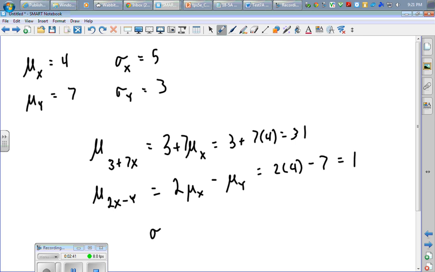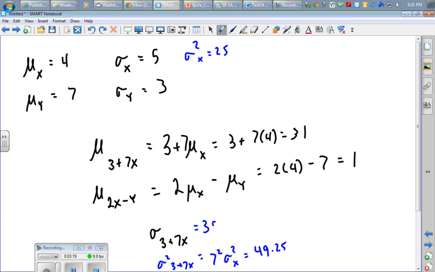standard deviation. What's the standard deviation of 3 plus 7x? Well, perhaps you remember I told you we really want to deal with variance. So let's deal with variance instead, and let's figure out the variance of 3 plus 7x, and then square root that. Well, the 3 is irrelevant, and this is going to be 7 squared times the variance of x. So that's 49 times 25. Square root that, and I'll end up with 7 times 5, 35 will be the standard deviation.